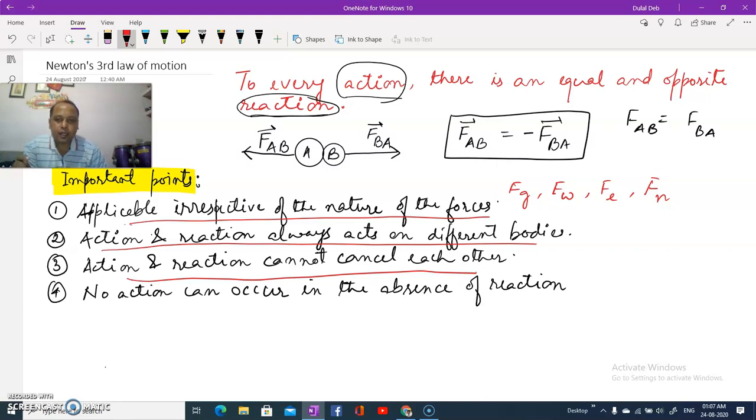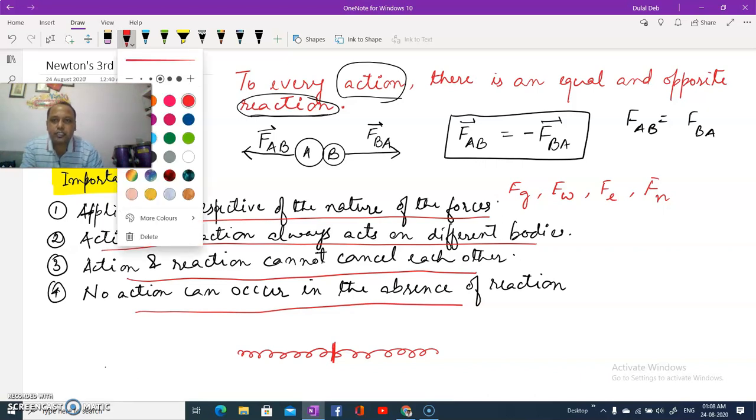The fourth and another important point is no action can occur in the absence of reaction. I repeat this. No action can occur in the absence of reaction. Now, to understand this, suppose we consider a sport, that is a tug of war. Suppose a rope is there. Suppose this is the rope and this is the center point, and two teams are pulling it in opposite directions.